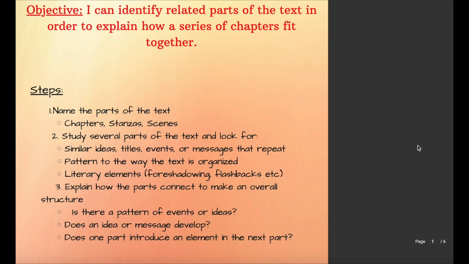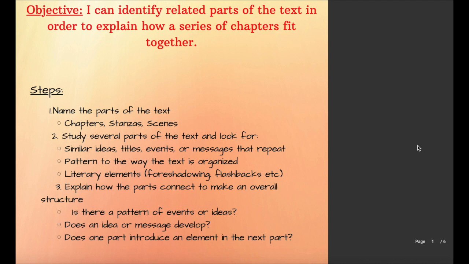of chapters fit together. Now, we know we're reading a novel, and so we're going to be looking at chapters and paragraphs. So we're going to be looking at those things and determining how they help create this overall story for us. So in order to determine how these pieces fit together, we need to look at the steps. So below I've listed the steps for this objective or this standard.